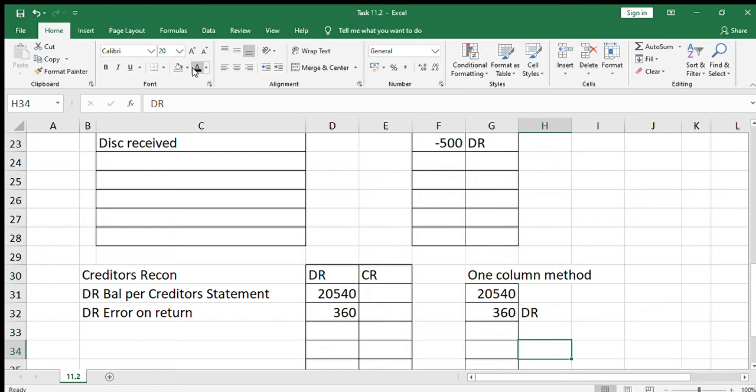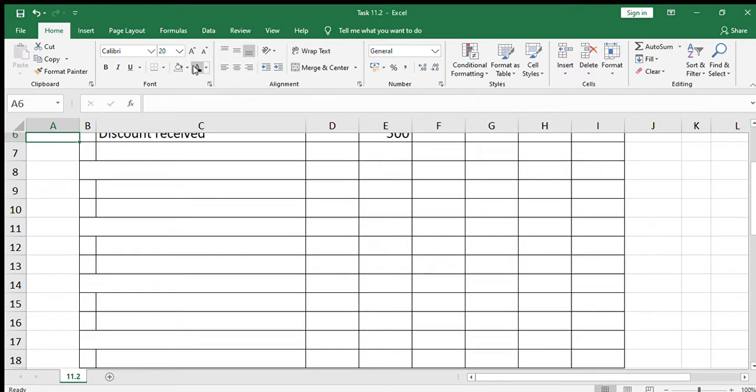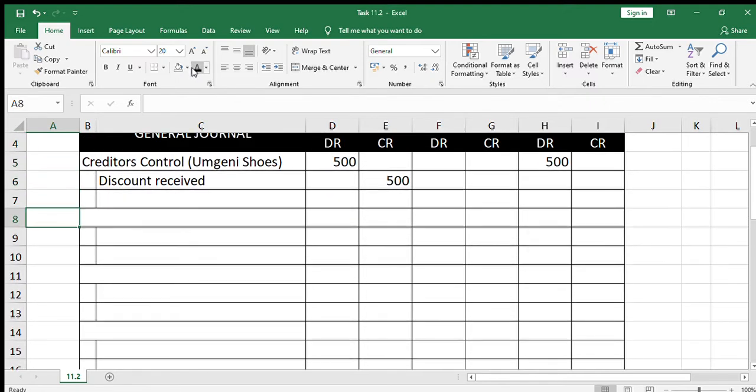Okay, so this is invoice 458. So if you look at number 4, in respect of invoice 458, Umgeni Shoes are correct. So that means their statement with 11,300 is correct, and our ledger with 13,100 is incorrect. So this is an error that we have made. We will correct it in our general journal and then also in the creditors ledger.